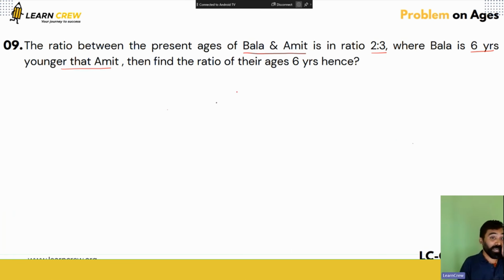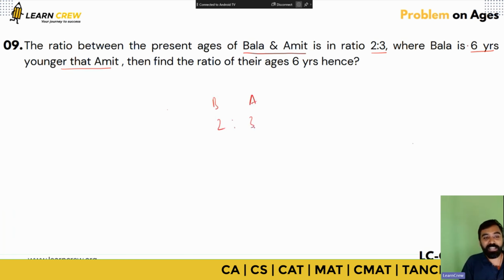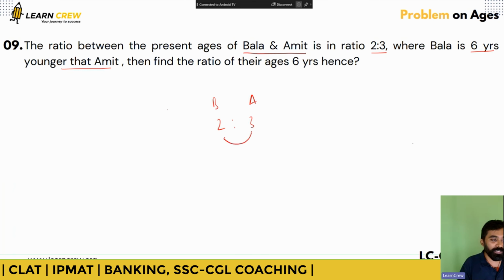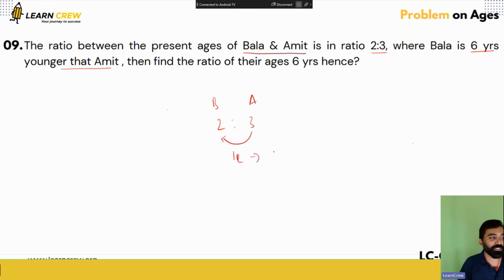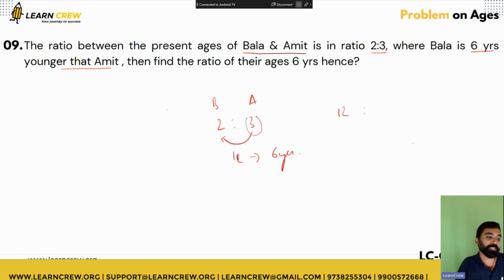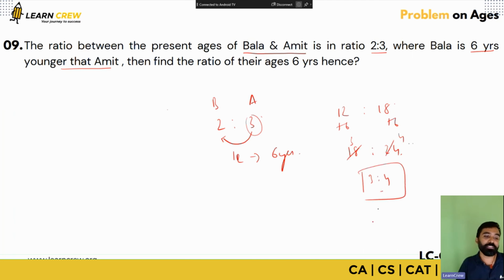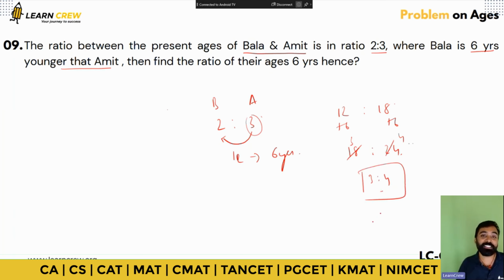Okay. So Bala is 6 years younger than Amit. Bala and Amit are in the ratio 2:3. It means Bala is 6 years younger, so the age difference is always going to be 6 years. So what is the difference between Amit and Bala here in the ratio? One ratio. This one ratio is nothing but 6 years. Then what are they asking? Find the ratio of their ages 6 years hence, meaning 6 years after. So you should find the present ages of Amit and Bala. The present age of Bala is going to be 12 and Amit 18. 12:18. 6 years hence means plus 6, so it is going to be 18:24, or 3:4. This is the ratio of their ages 6 years hence.